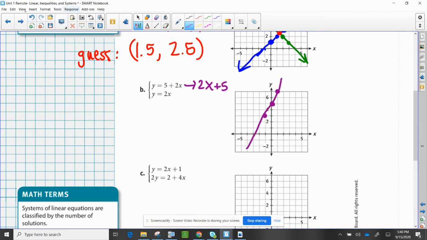Oop, that's not very straight. Let's try and do that a little better. Okay, so there is one line. So my second equation here is y equals 2x.